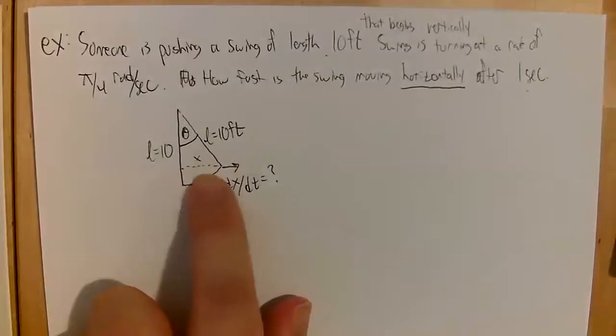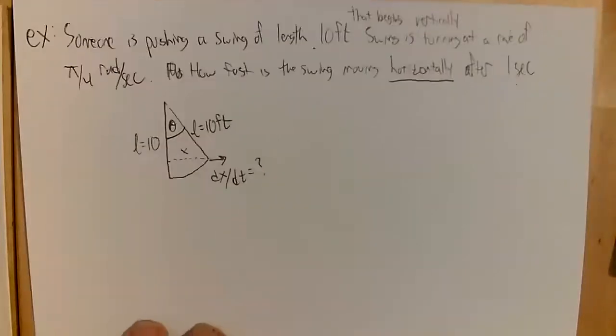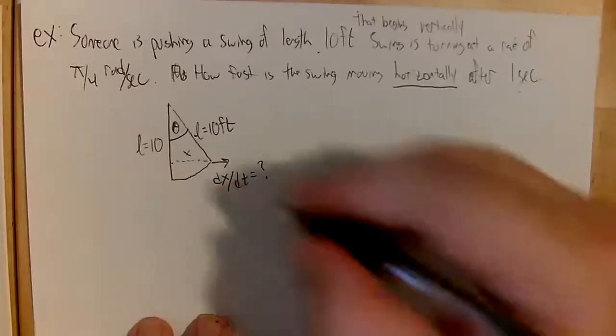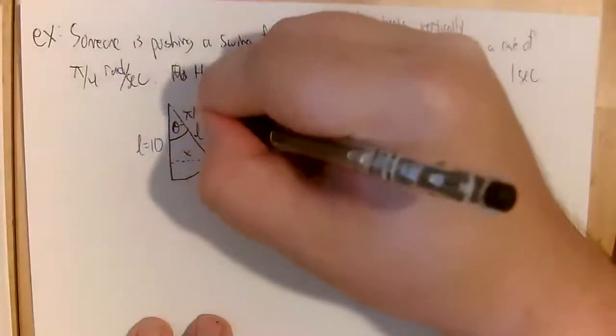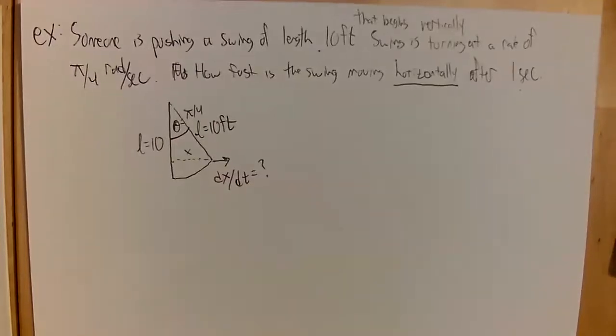We know that this is going to be changing. As the swing moves, our horizontal distance will be increasing. We can't plug in a specific number for x right away. They didn't even give us one. All right, and also we can't plug in anything specific for theta, even though at this current moment, theta is pi over 4. So we need to keep theta as a variable as well, but L does not have to be a variable.